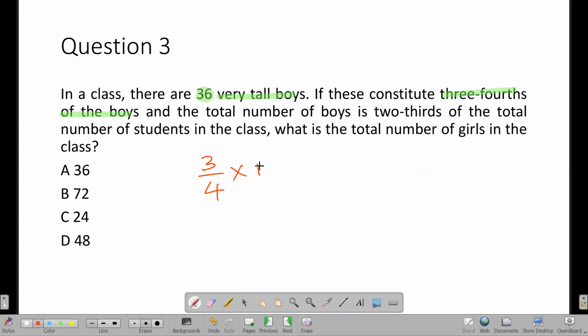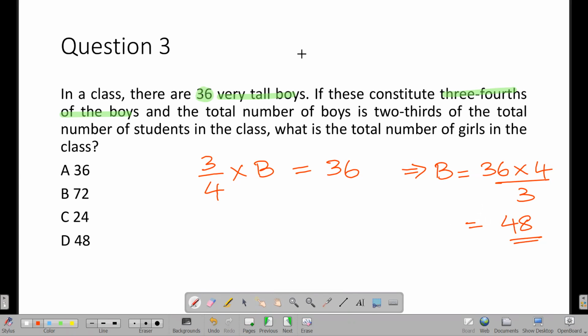Three-fourths of the total number of boys, that is 3/4 times B, is given to be 36 in this case. So from this, I can now find the total number of boys, which is 36 times 4/3. And you know that 36 times 4/3 is equal to 48. Got it? Now, from this, I got the total number of boys in that class. It is equal to 48.